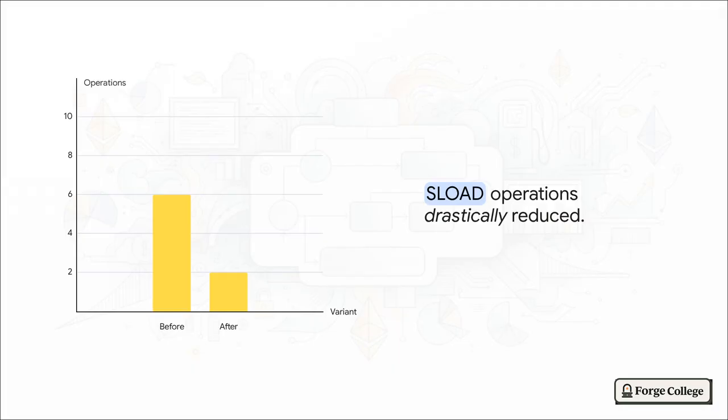Focus specifically on those S-load operations. Before our refactor, we hit 6 operations. After, just 2. By capturing these opcode-level counters in our test runs, we generate undeniable evidence. We can definitively prove the exact source of our gas savings, completely removing any guesswork. I mean, you simply cannot argue with the math.